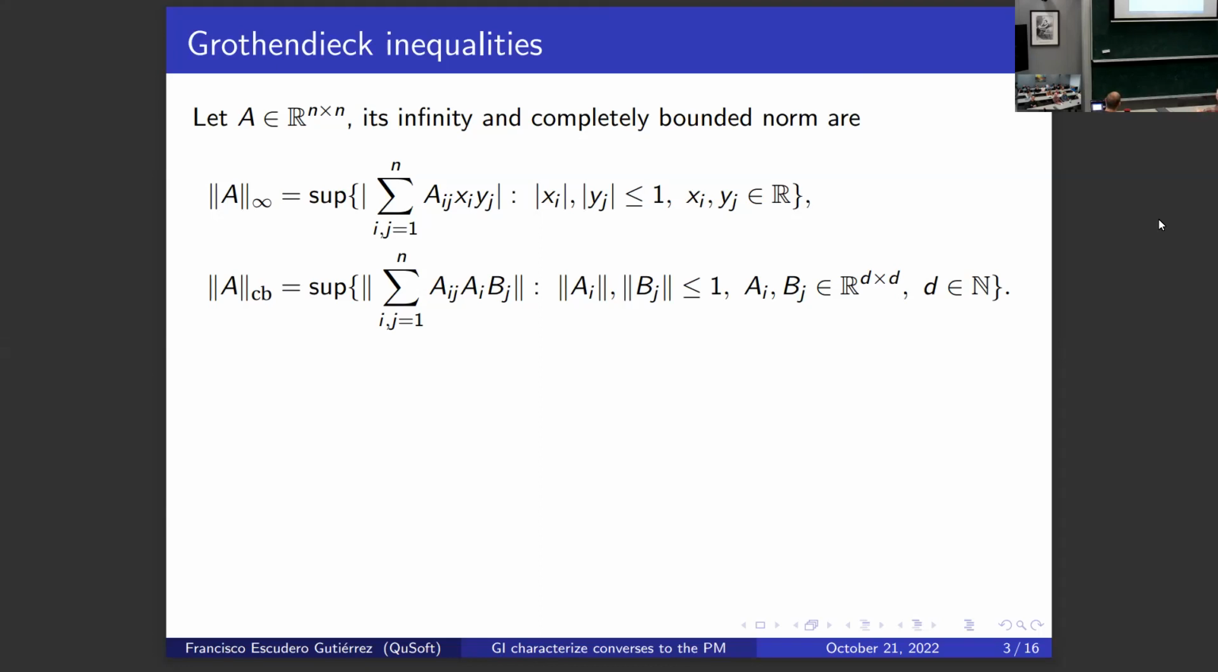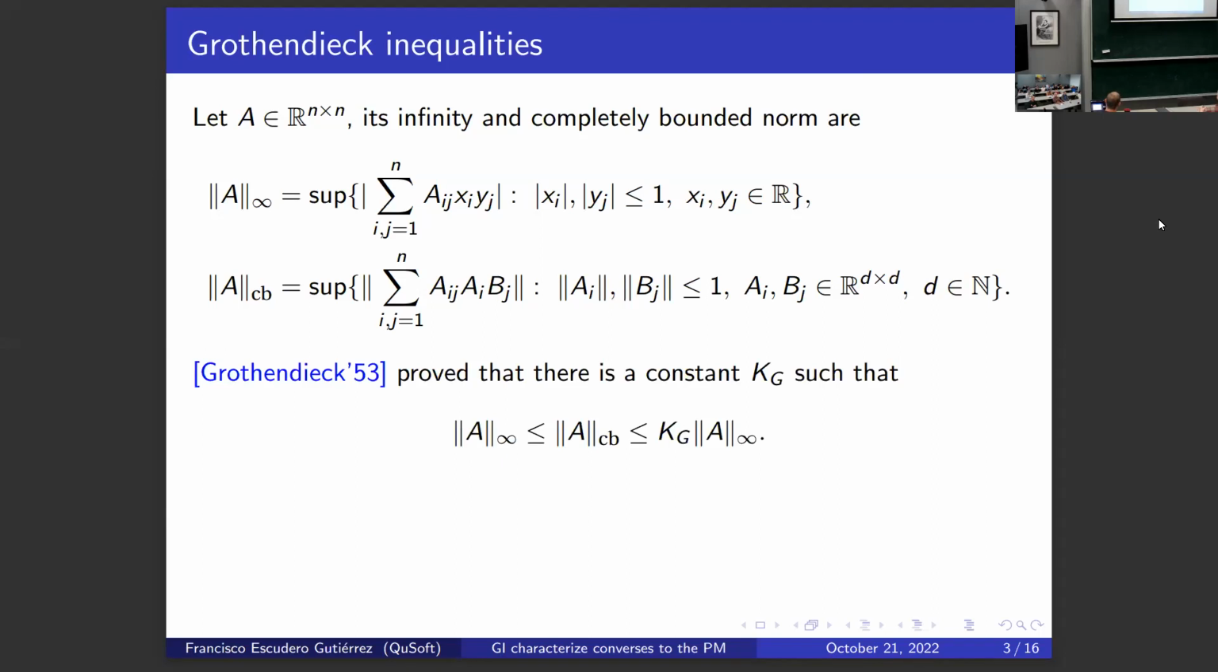Okay. So the interesting thing is, we have already said that the infinity norm is at most the completely bounded norm. But what is interesting is that these two norms are equivalent, and this is known as the Grothendieck inequality. That was something proved by Grothendieck 70 years ago. He showed that there exists a constant such that the completely bounded norm can be upper bounded by the infinity norm times that constant.